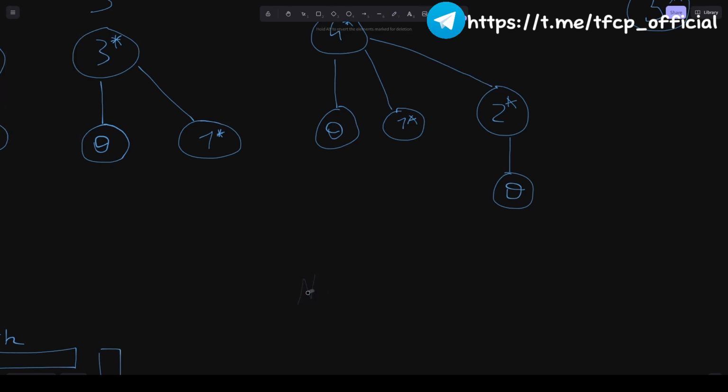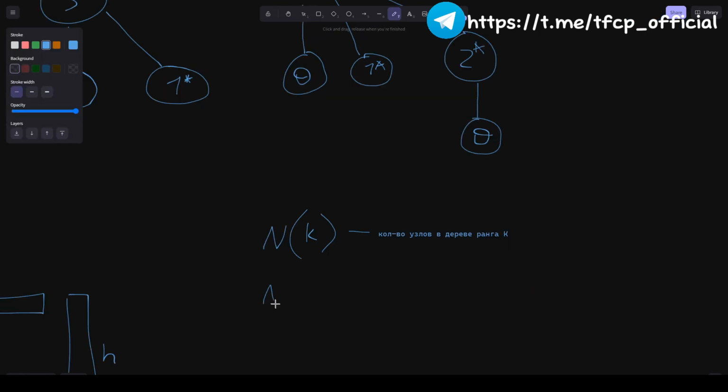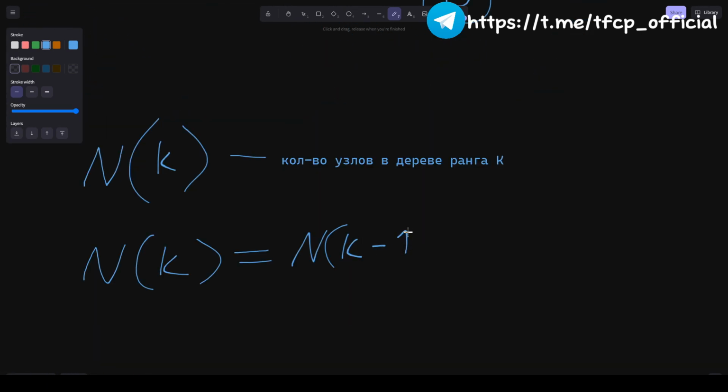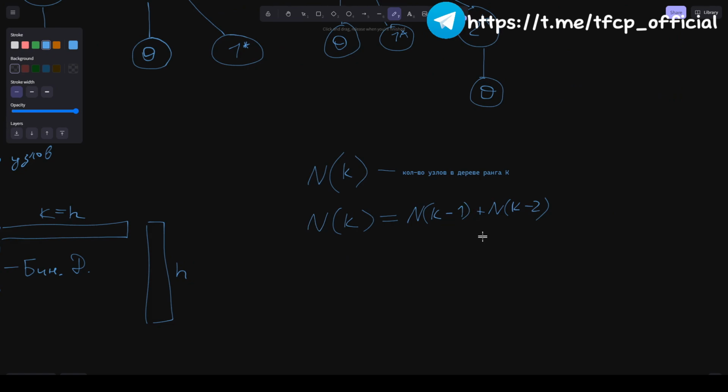If we want, let me introduce the function n(k), which will represent the number of nodes in the tree of rank k, and then we will have exactly this. What does n(k) equal? n(k-1) plus n(k-2). But what is the essence? Essentially, we seem to have found n in terms of k. If we substitute it here, how can we express it in terms of k? Because this is a recurrent formula, it's unclear.